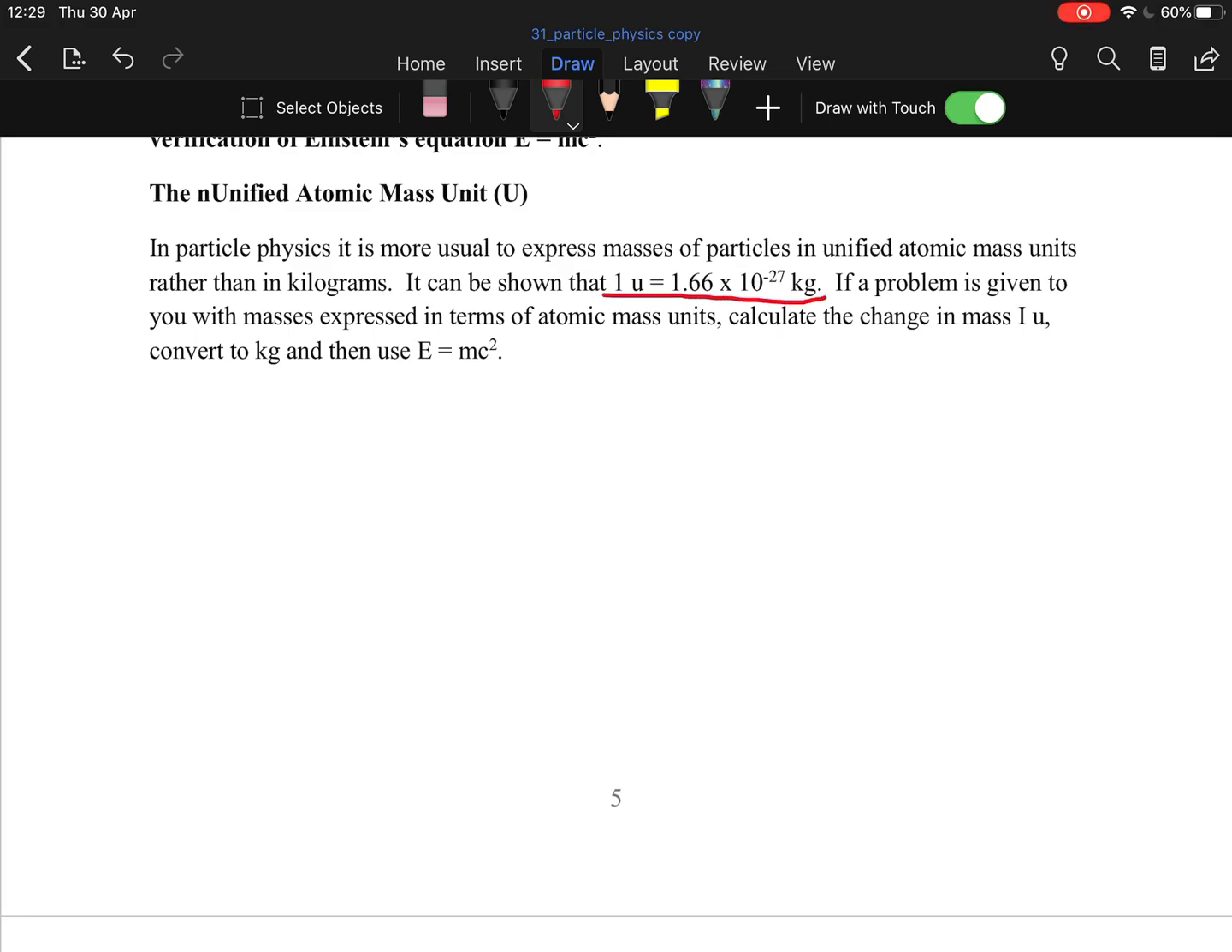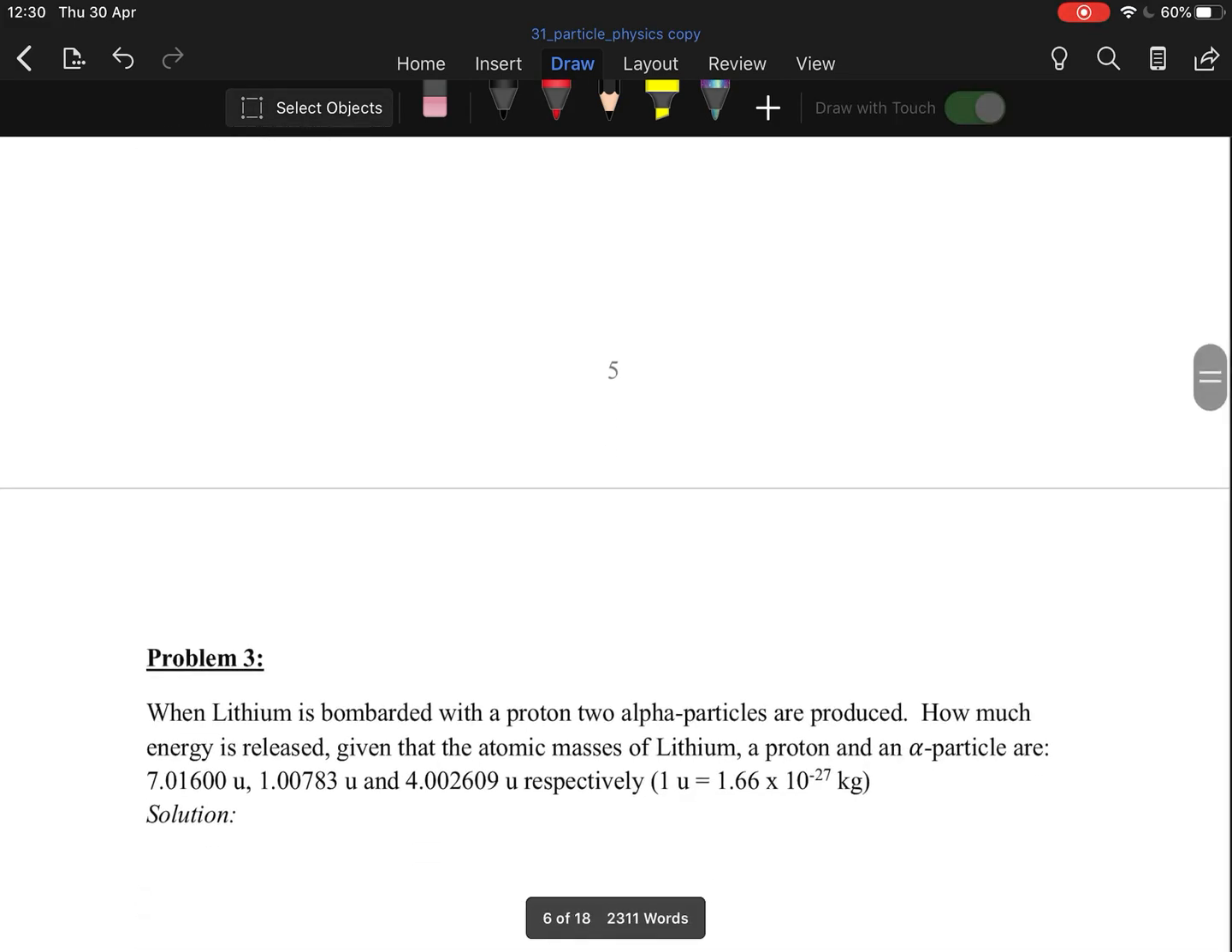So you basically have to multiply it by 1.66 by 10 to the minus 27 to get it converted into kgs. So you have to convert it over. Now I would advise waiting until you've answered a good proportion of the question before converting. So I'll demonstrate now with the next question.